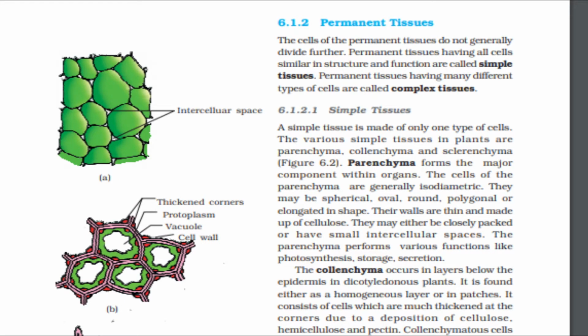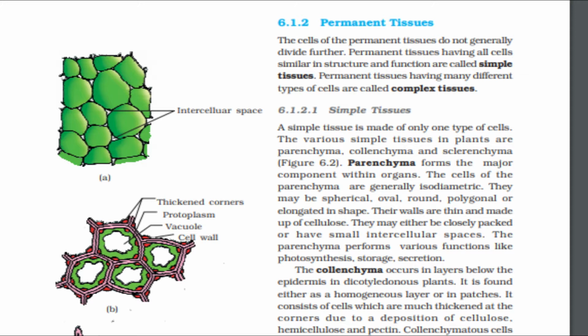6.1.2. Permanent tissues. The cells of the permanent tissues do not generally divide further. Permanent tissues having all cells similar in structure and function are called simple tissues. Permanent tissues having many different types of cells are called complex tissues. 6.1.2.1. Simple tissues. A simple tissue is made of only one type of cells. The various simple tissues in plants are parenchyma, collenchyma, and sclerenchyma.